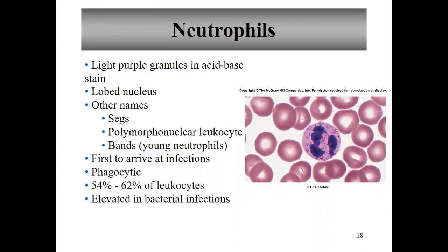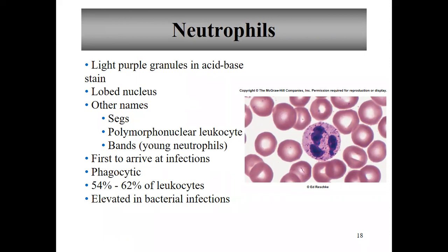The granulocytes that we covered last video were your neutrophils, which turn light purple with the acid-base staining. You'll notice that their nuclei have different numbers of lobes. In this case, you have 1, 2, 3, 4 in this teeny tiny little lobe right there. So that is a lobed nucleus. Other names for your neutrophils are segs, polymorphonuclear leukocytes, and bands.